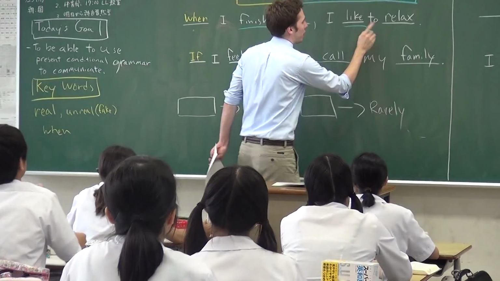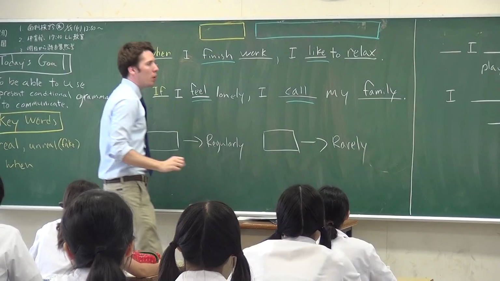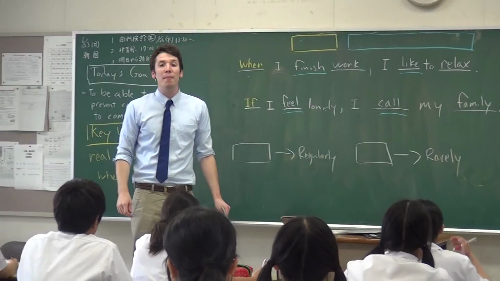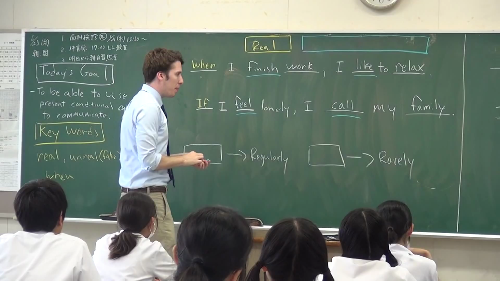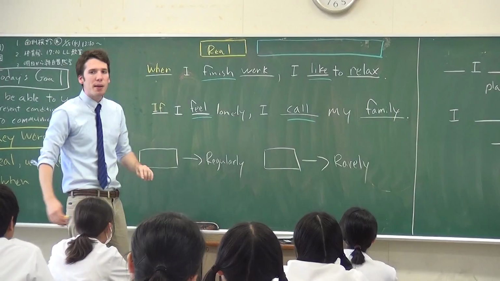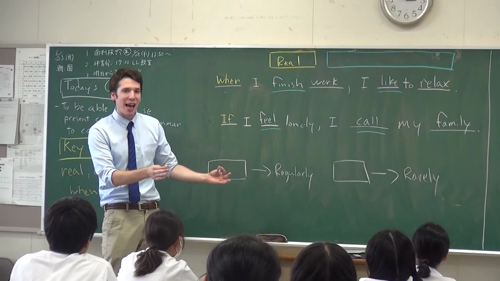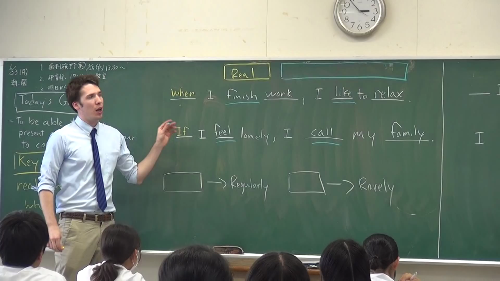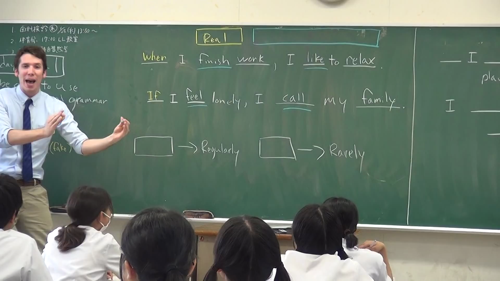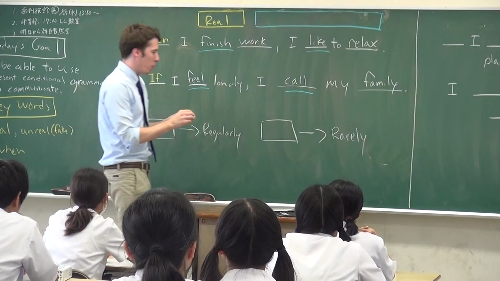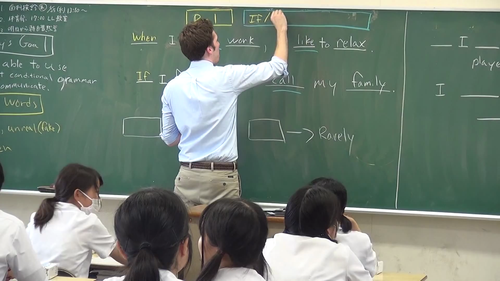So present tense. That's one thing I wanted you to notice. So when I finish work, I like to relax. Or when I feel lonely, I call my family. So not calling or called, it's call. So it's simple present. For real conditional grammar, it's very simple. We would use when or if at first, and then a statement in simple present, followed by a statement in simple present. So when I finish work, I like to relax. So it's two statements. If this happens, this happens, okay? You guys understand?